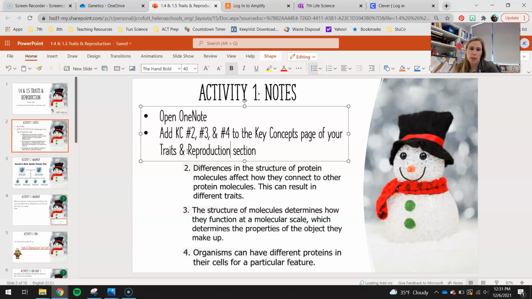Key concept number 3: the structure of molecules determines how they function on a molecular scale, which determines the properties of the object they make up. Obviously the main molecule we're talking about here is protein. And finally, organisms can have different proteins in their cells for a particular feature. If we're talking eye color, we're going to see different proteins in the cells of our eyes if you have brown eyes versus blue eyes.